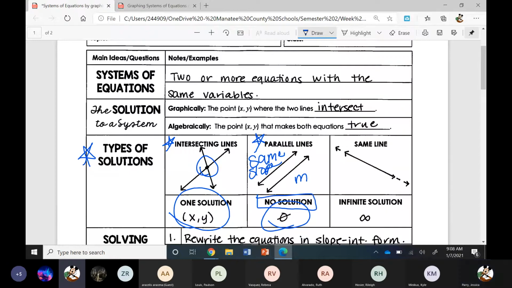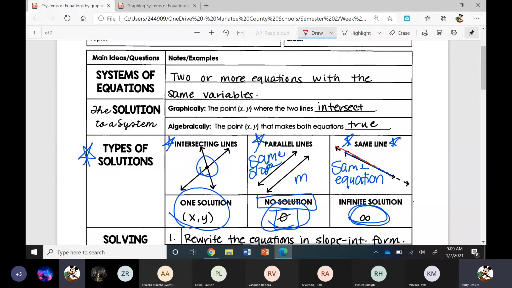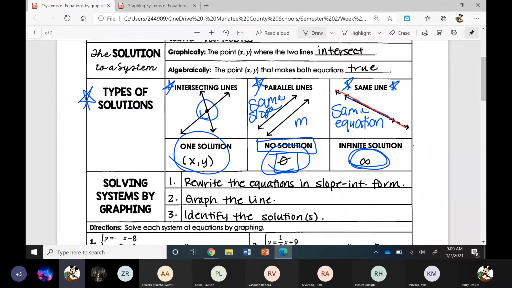You can write the word no solution, or you can literally just do the 0 with a slash going through it. And then you also have same line, and your answer would actually be written as the infinity symbol. It's like a sideways 8. So this is where the lines are coinciding, or it's just the same equation. So it's two lines stacked on top of each other. You can see the first one here, and then the second one just right on top of it. But it's kind of hard to put two lines on top of each other to just visually see it. So as long as you know that there's two lines there, then perfect.